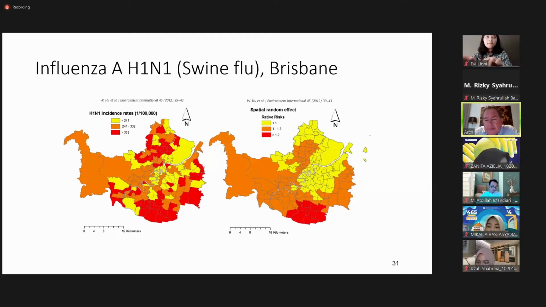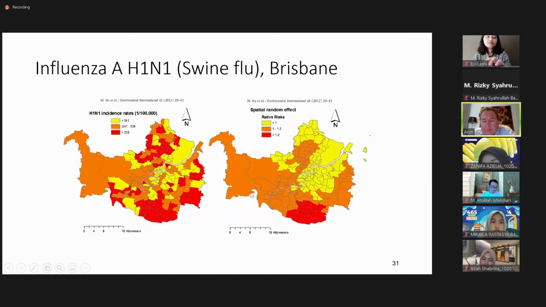There are other ways of determining the underlying spatial distribution or spatial patterns of disease. Here we have some data on influenza, swine flu from Brisbane, a city in Australia, aggregated by local government area. On the left, we have the raw incidence. On the right, we have a spatially smooth estimate. And what the spatially smooth estimate has done is it's taken out all the random variation that occurs, and it's enabled us to identify this underlying spatial structure in the disease data.